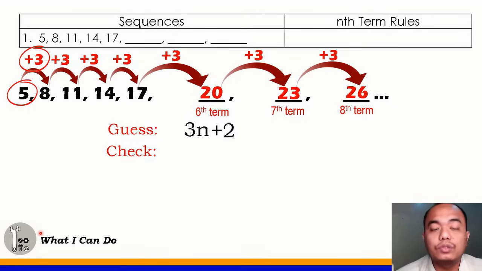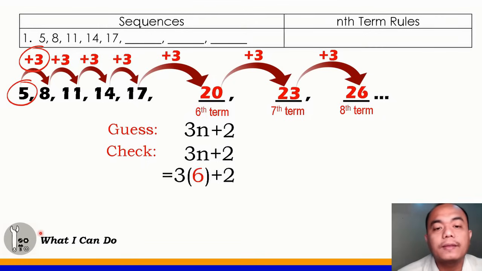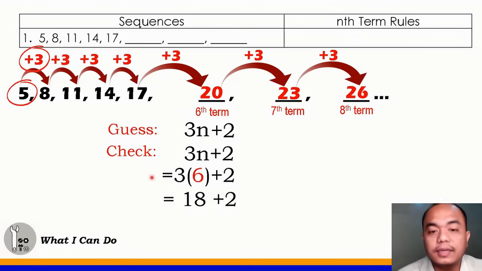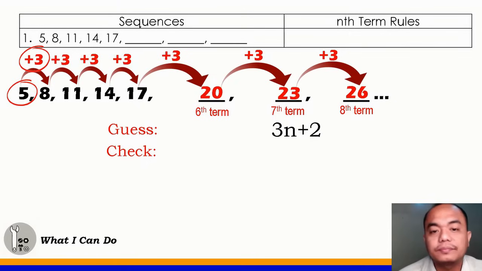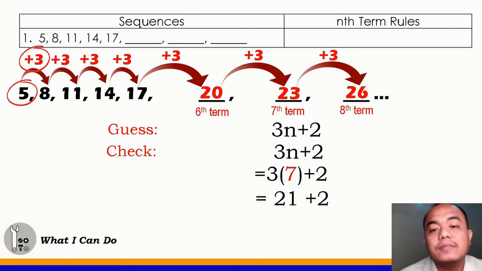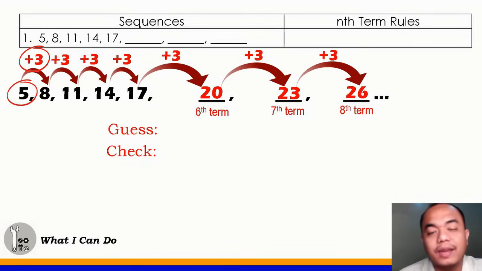So, we have to check if the 6th term that we get here, which is 20, is the same using our nth term rule. So, 3n, palitan natin yung n ng 6 because 6 represents your 6th term. So, 3 times 6 here is equal to 18. So, 18 plus 2 is equal to 20. So, tama ang ginawa natin. Next is the 7th term. Try natin. We have 3 times 7 equals 21 plus 2, and then we have 23. So, again, tama na naman tayo.